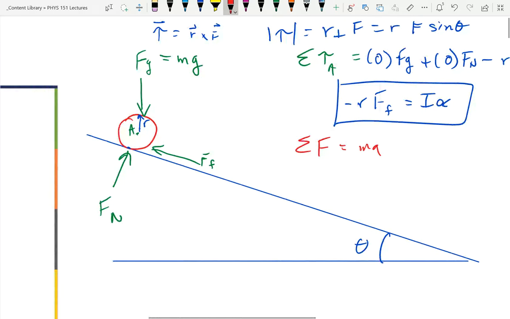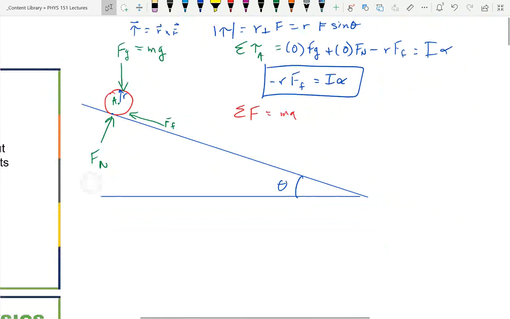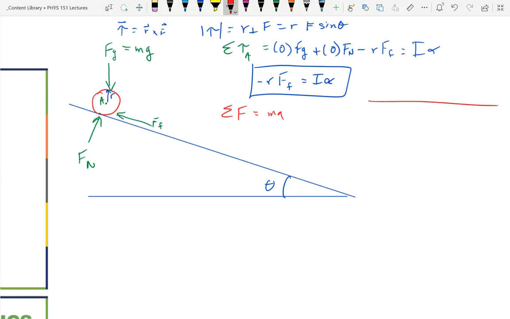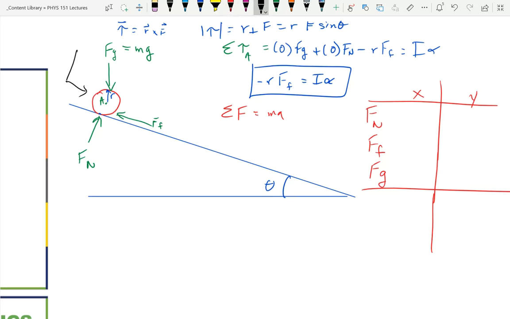So now we get our table. I'm going to shrink it down so I can see more. Make my table: X direction, Y direction, I have force normal, force friction, force gravity. And do we want to tilt our coordinate plane? Yes, because it's accelerating. We want one coordinate direction parallel to the acceleration. So my coordinate system is going to be like this.